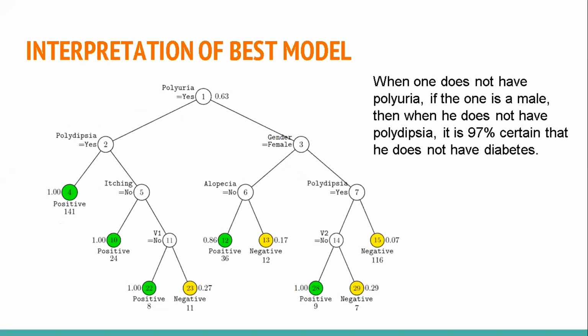While if the person does not have polyuria and is a female, but does not have alopecia, the person still has a certain possibility of having diabetes. And that's the interpretation of the decision tree. And I will pass the presentation to my teammate.